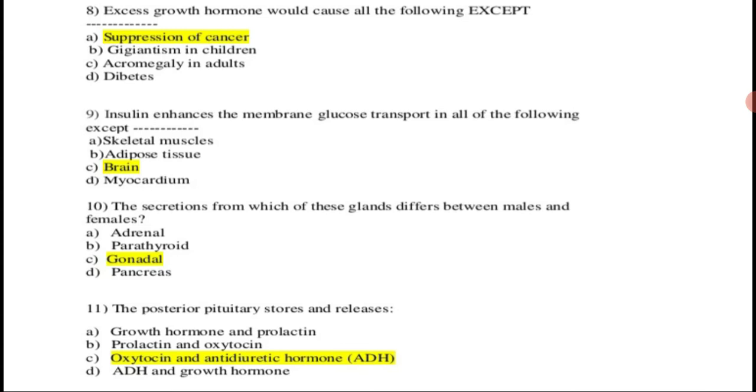Oxytocin plays an important role in the contraction of the uterus, whereas ADH, that is antidiuretic hormone or vasopressin, is stored and released from the posterior lobe of the pituitary gland. It is helpful for regulation of water balance in your body.